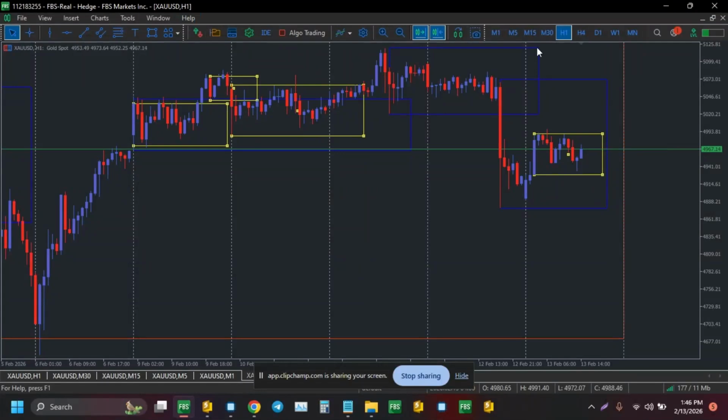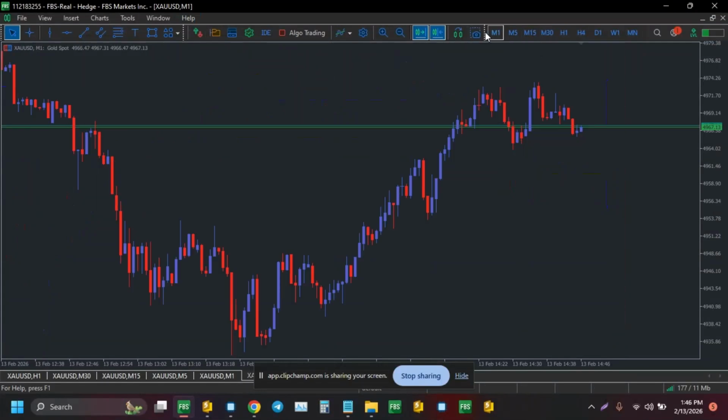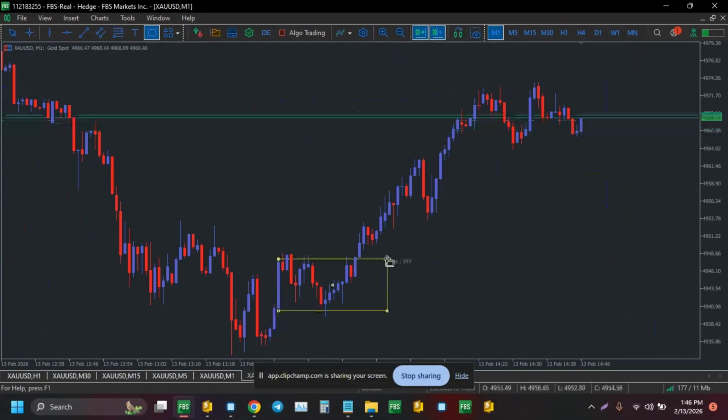So it doesn't matter the time frame. Let's go to the 1 minute time frame. I know many gold traders love to experiment on the 1 minute. It keeps repeating itself. Dominating candle, it's everywhere. Why? Because price is consolidating.